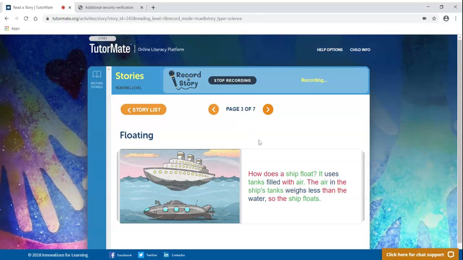How does a ship float? It uses tanks filled with air. The air in the ship's tanks weighs less than the water, so the ship floats.